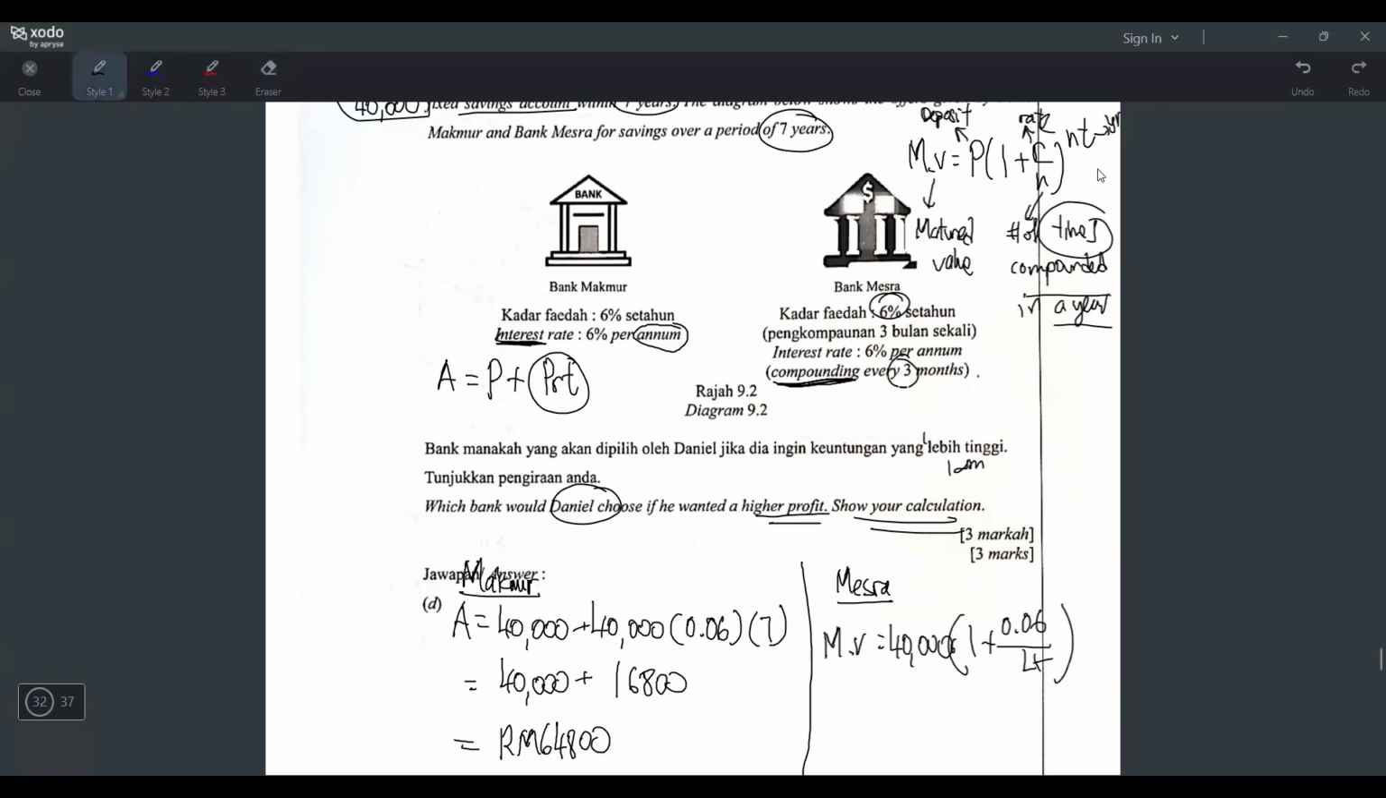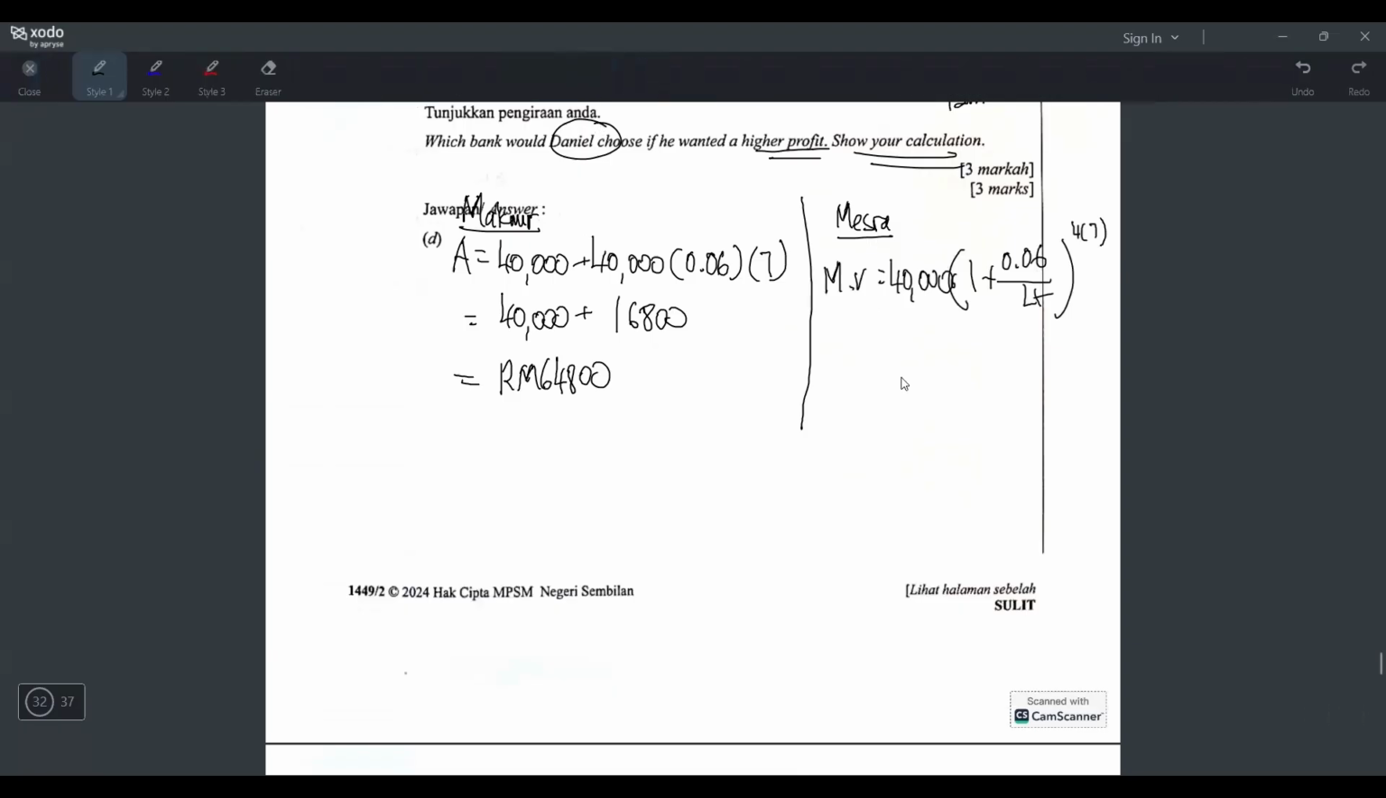Okay, now we have to close the bracket and write the power N times T, which is 4 times 7. Because N is 4 and T is how many years, 7 years, right? Okay, now we can press all this and get our answer. So 1 plus 0.06 over 4, power 28, and then answer times 40k. Okay, I already pressed my calculator. My calculator gives me RM 60688.887, so 0.89. Just write 2 decimal places because this is money.